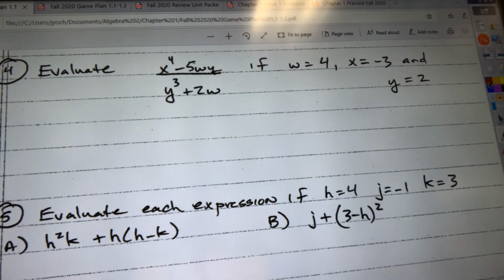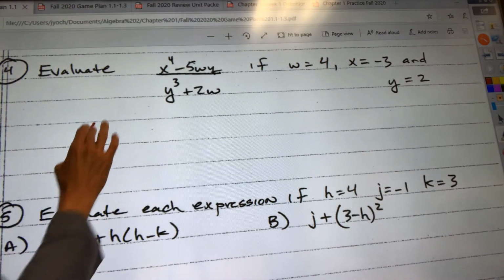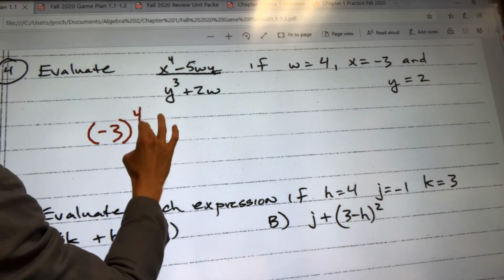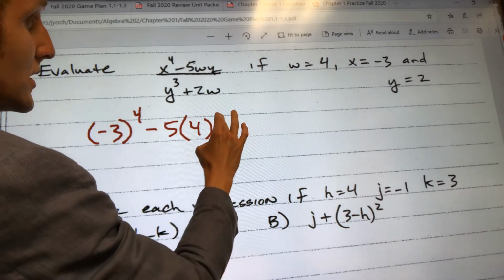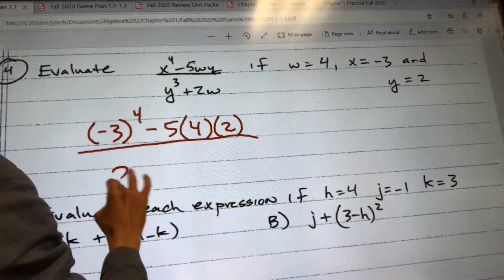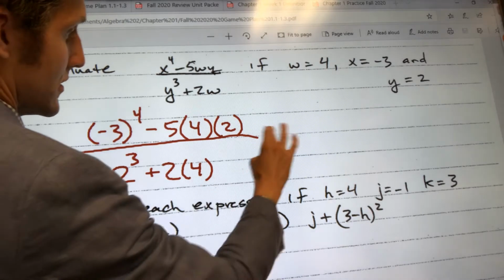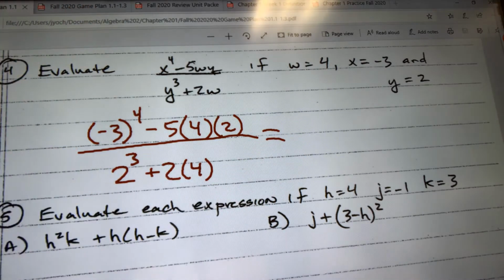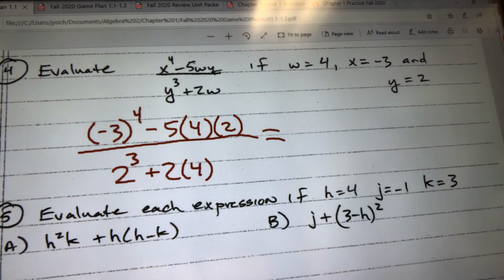Evaluate if x is a -3. So negative, can we see that one? Yep. -3 to the 4th minus 5w over y to the 3rd plus 2w. Again, when I have a rational function, numerator or denominator, written as a fraction, I need to handle the numerator on its own.